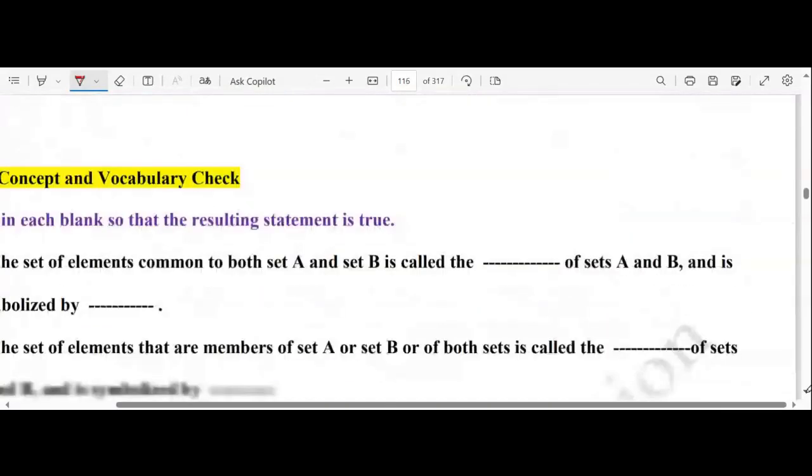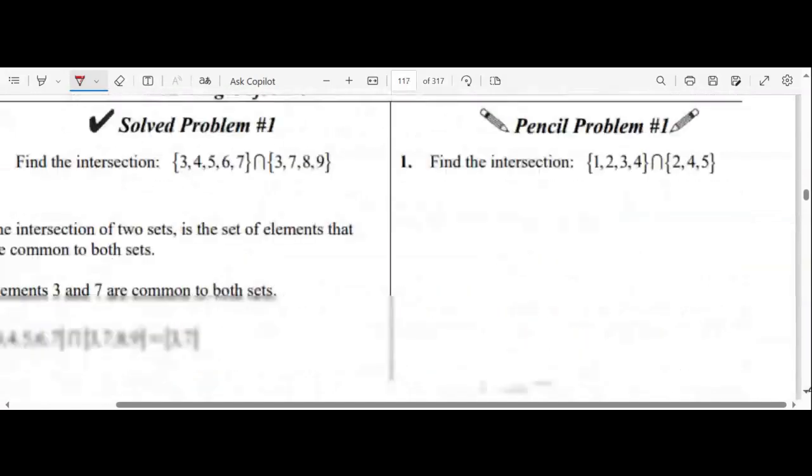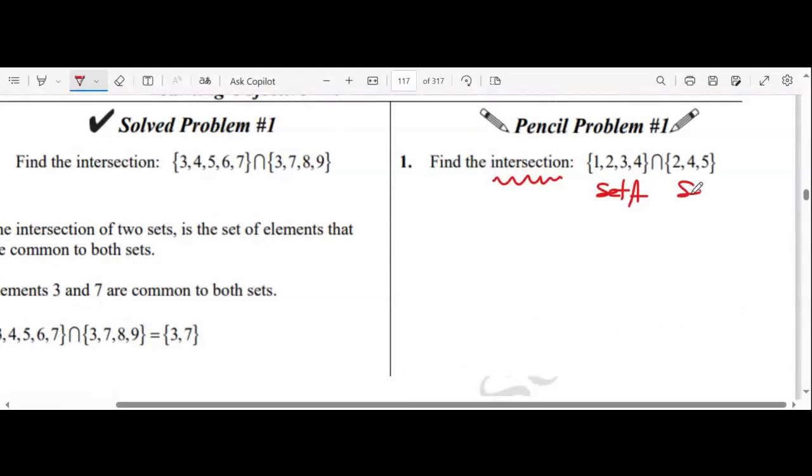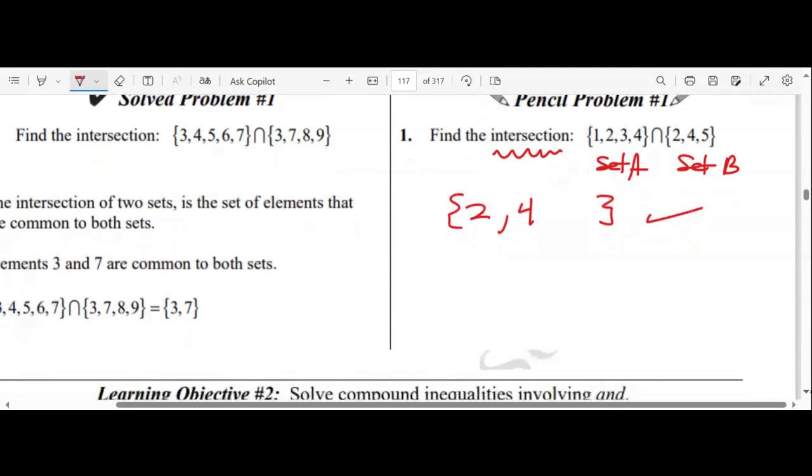So let's go step by step. Are you ready for step by step? Yes. All right. Who can tell me what is the intersection between set A and set B? 2 and 4. Yes, 2 and 4. Correct. That's it. Easy. Move on.